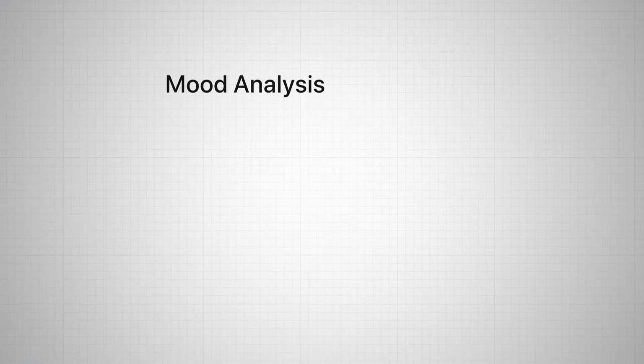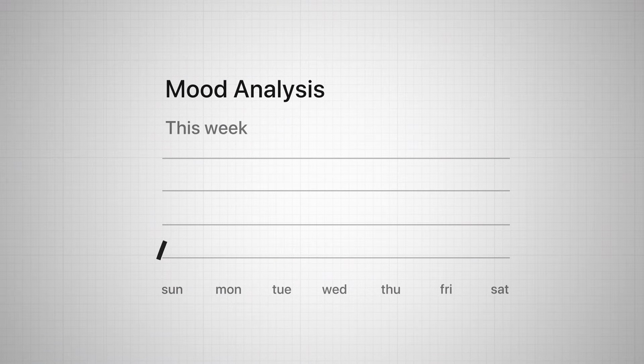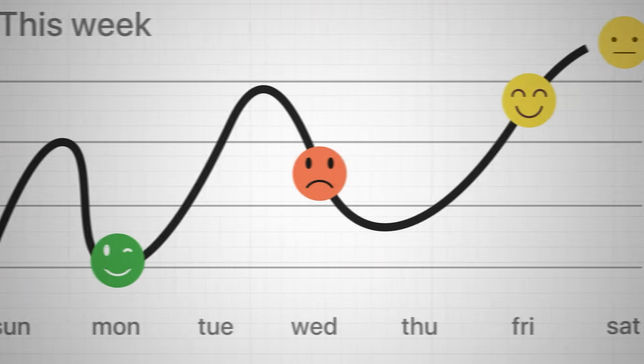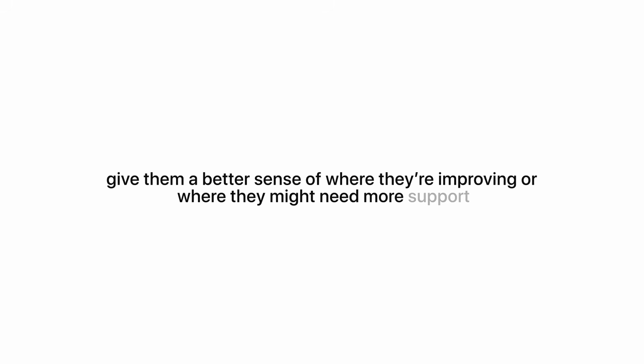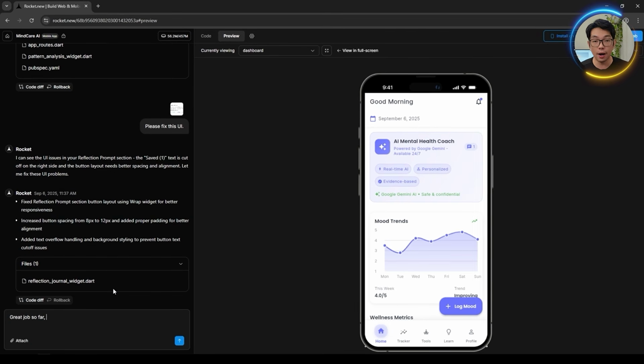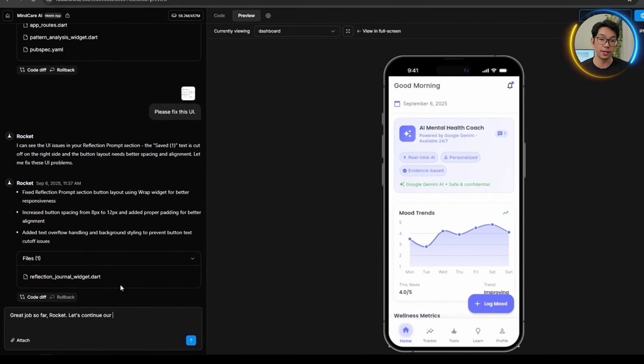And now, since the core features are all running smoothly, it is the perfect moment to make the app more personal. And one way to do that is by giving our users a space to actually track how they're feeling day to day. An emotional tracker isn't just about logging moods, it's about building awareness so that over time, being able to look back at those entries can really help someone notice patterns that they might have missed in the moment, and then give them a better sense of where they're improving or where they might need more support. So to make all of that happen, here's the exact prompt we're going to send into Rocket.